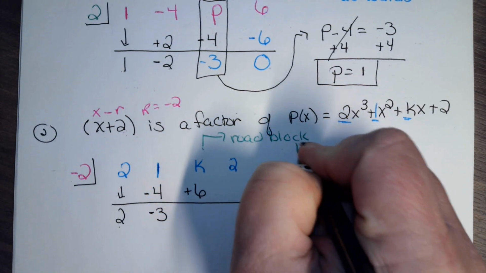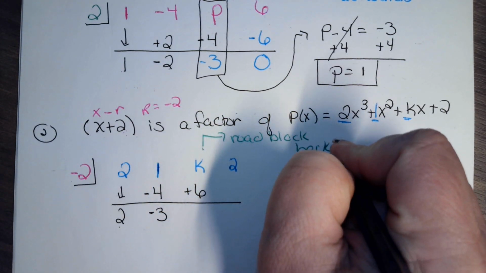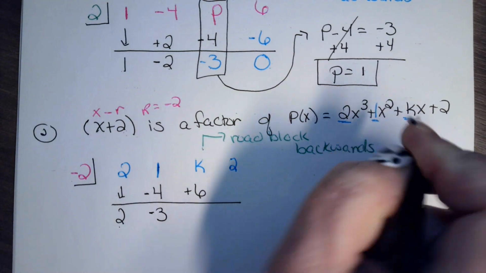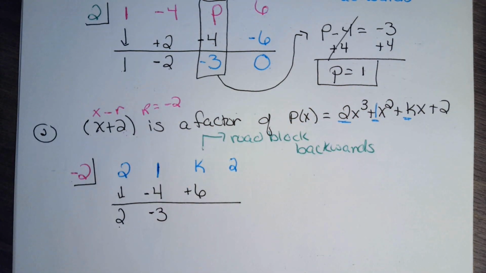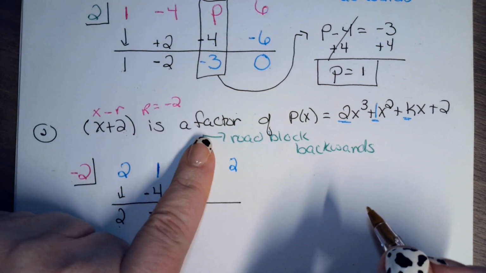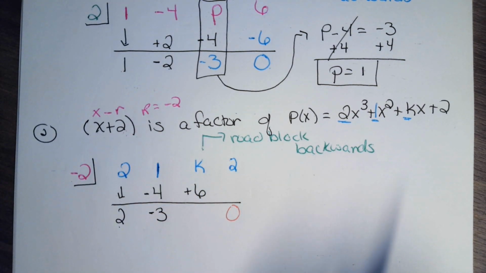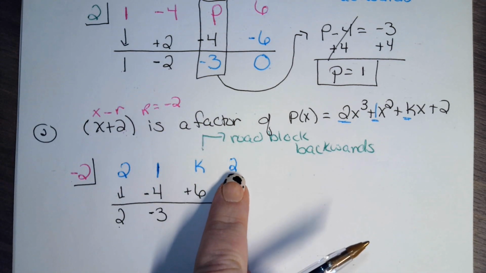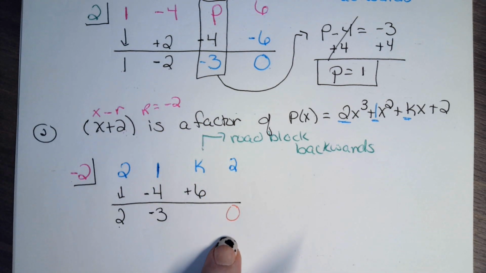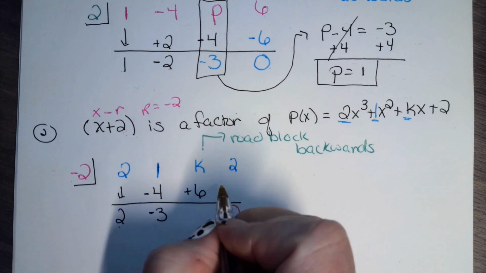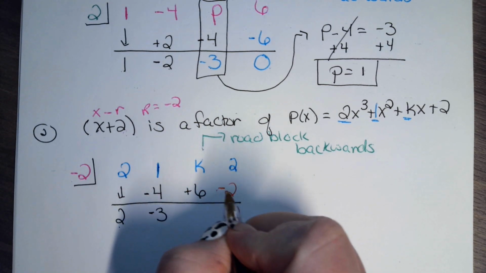And when you hit a roadblock, you got to work backwards. So we're going to start at the end and work our way back. Okay, so since this is a factor, I know that my last number is going to be a 0, because if it's a factor, the remainder is always 0. Ask yourself, what can you combine with a positive 2 to get a 0? Well, that would be a negative 2, because 2 minus 2 is 0.